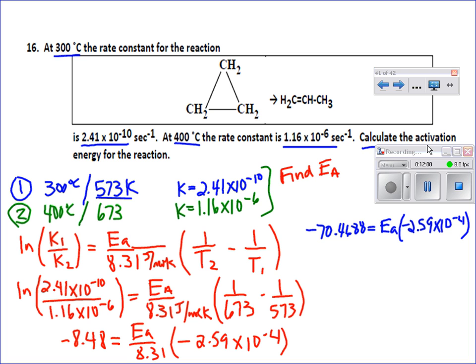And then I'm going to just divide both sides by negative 2.59 times 10 to the negative 4th, and I get E of A equal 227,080. This is going to be based on my R, joules per mole. So to make my life a little bit easier, I'm just going to say 272 kilojoules per mole.